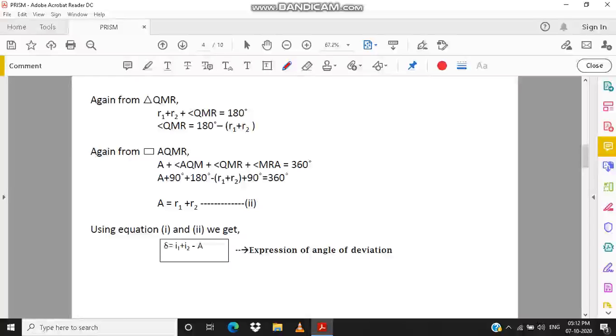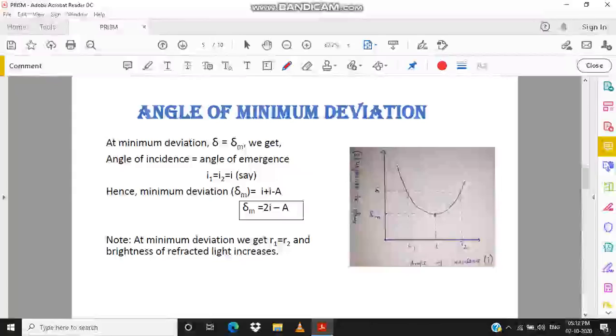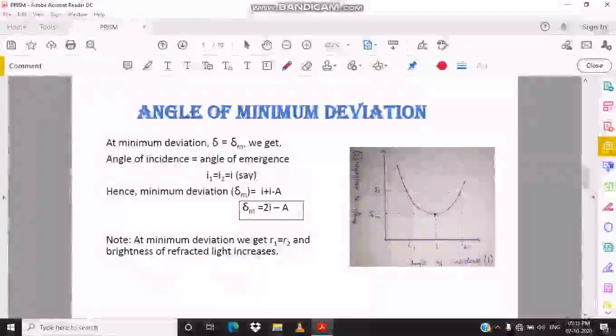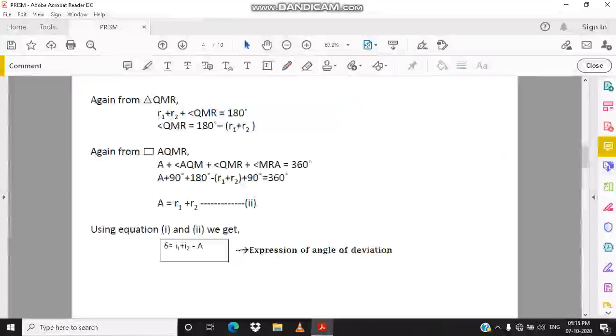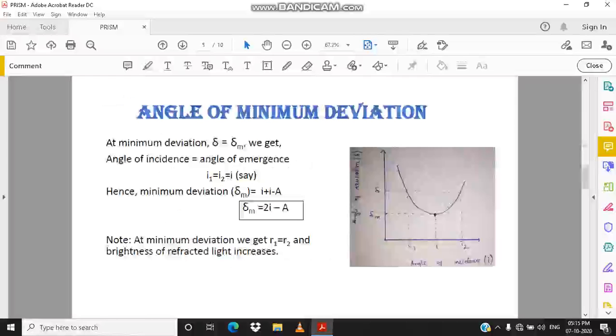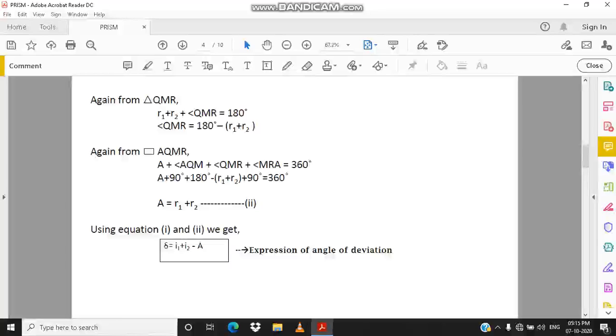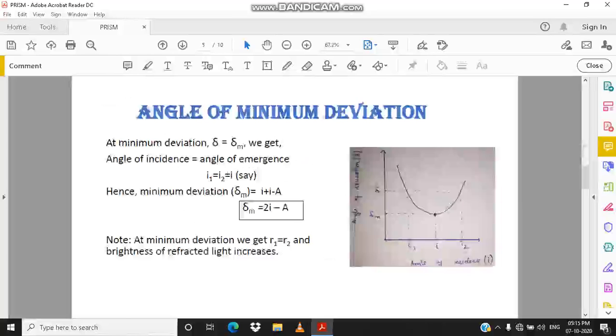Now we will come to another topic, that is angle of minimum deviation. What is angle of minimum deviation? What we calculated before was the angle of deviation, right? This del. Now we will be finding the expression for angle of minimum deviation, that is, for what value will we get the minimum value of this del. That is called minimum deviation.